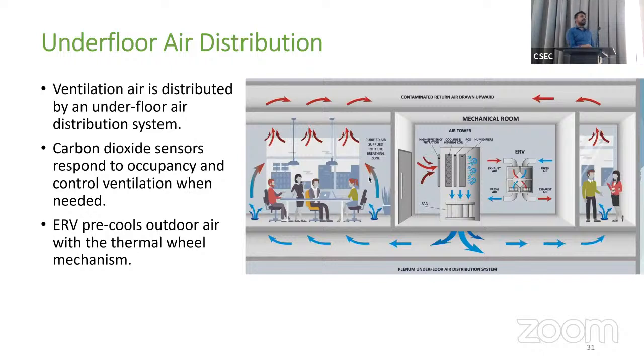And also you can see that an ERV, or energy recovery ventilator, device is installed in this building that pre-cools outdoor air with the thermal wheel economy mechanism. Because of this thermal wheel mechanism, there's a heat exchange between cool exhaust air and hot outdoor air.